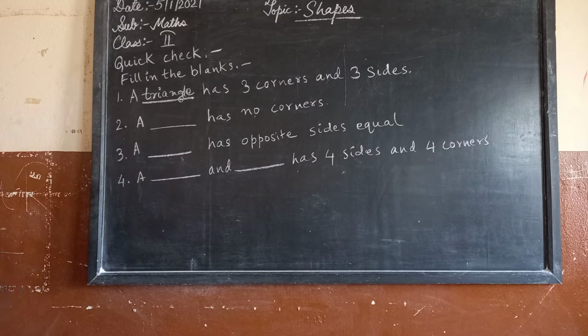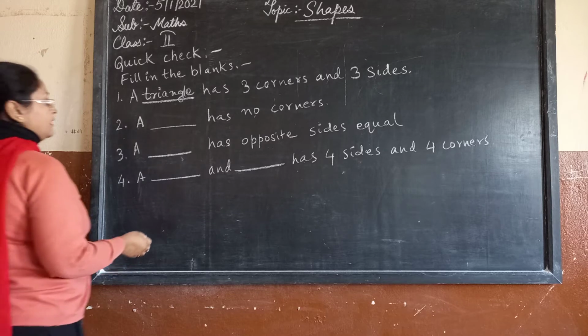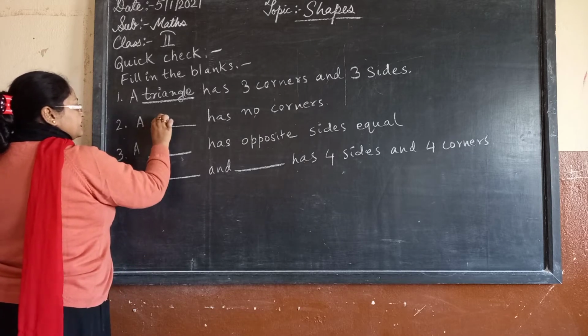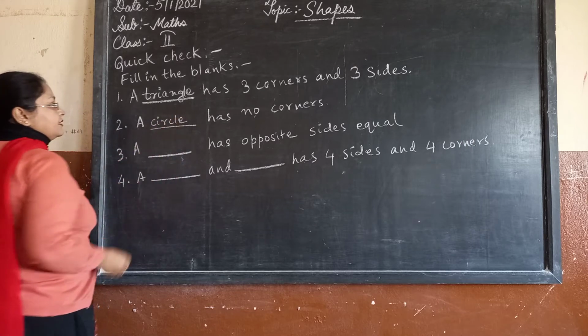A dash has no corner. It may be an oval or it may be a circle. So write down circle here. A circle has no corner.